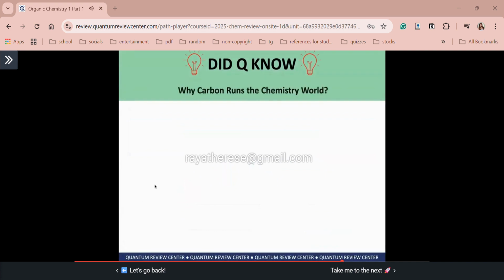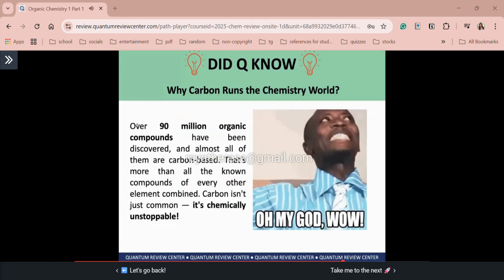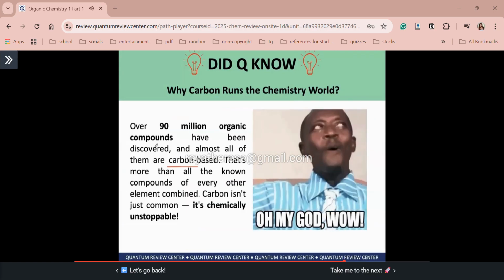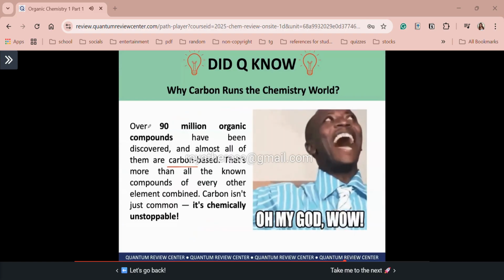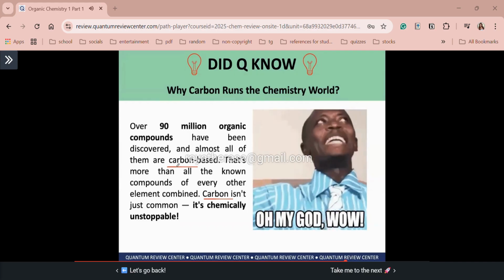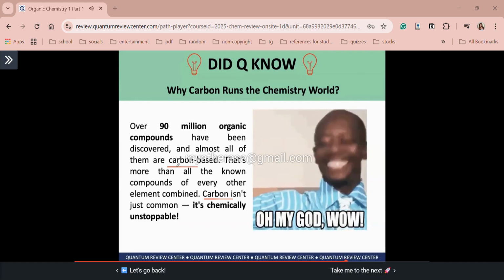So here is our did you know segment. For carbon, on current count, we have 90 million organic compounds, and almost all of them are considered organic. Carbon is the base of their structure. So remember class, the reason we are able to give rise to different carbon-containing compounds relies on the chemical reactivity of carbon. And that's why we also need to discuss the properties of carbon.